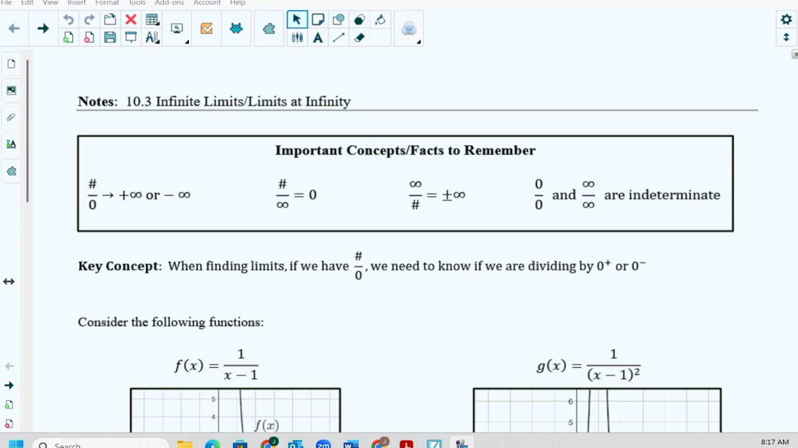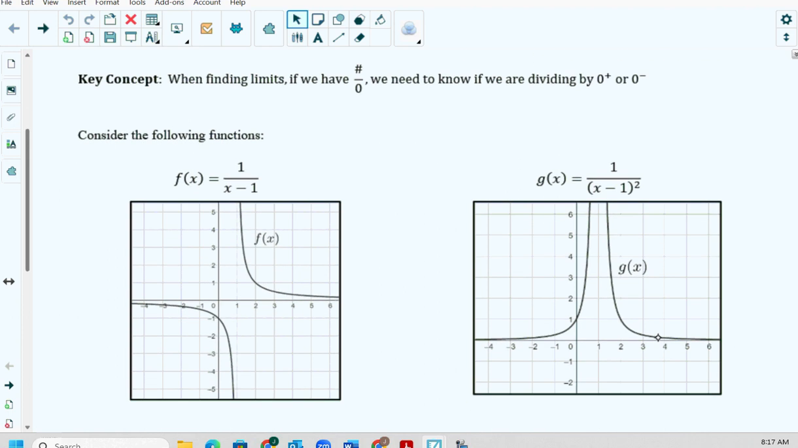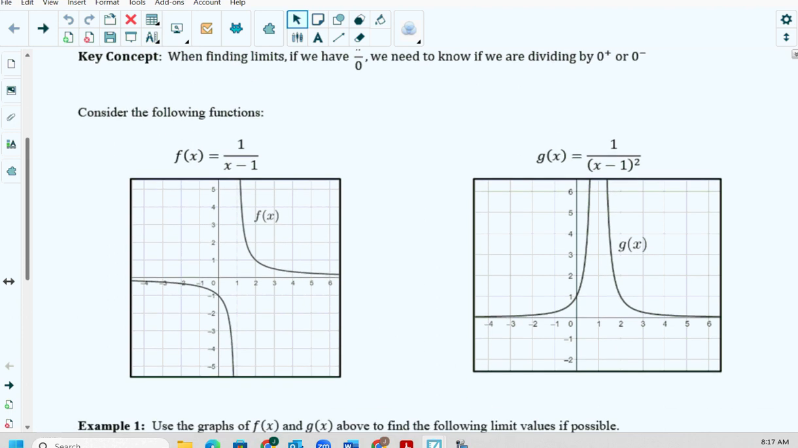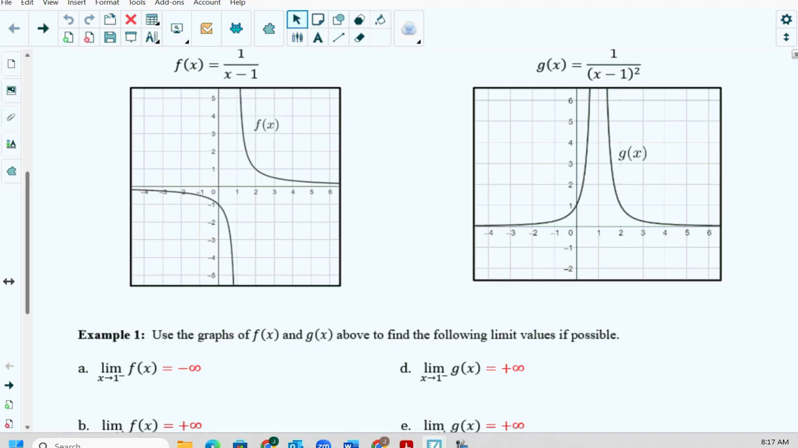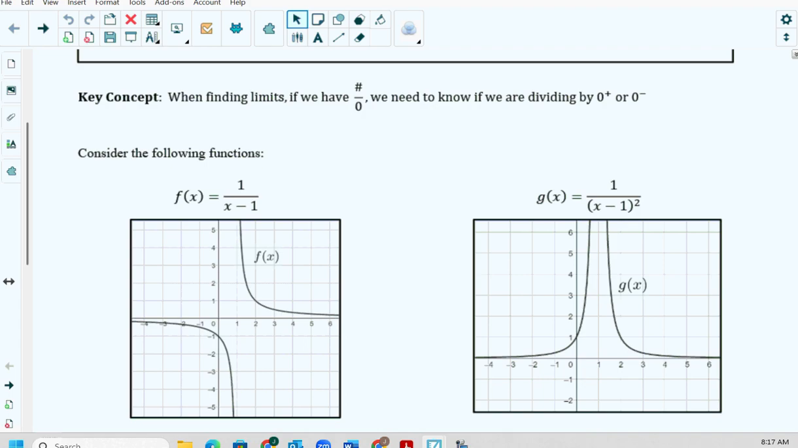So let's look at this first graph here. F of x equals 1 over x minus 1. I've given you the graph. Oh, you don't want the one with the answers. Hold on. Get rid of those answers. One moment here, guys.